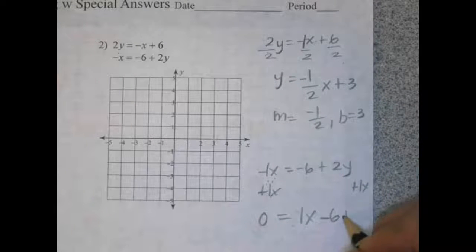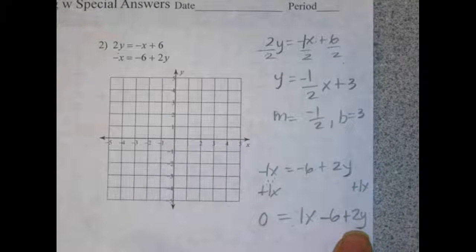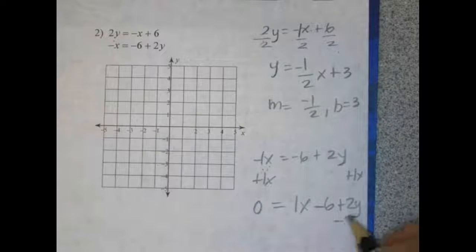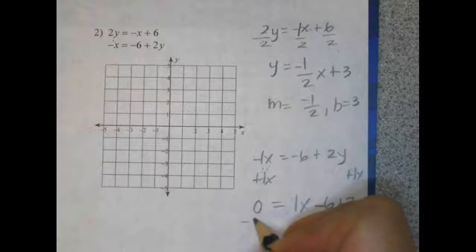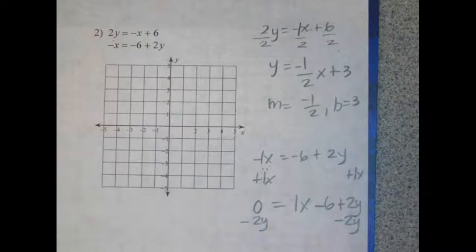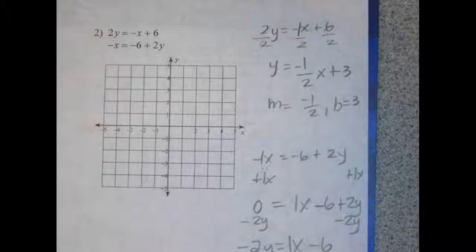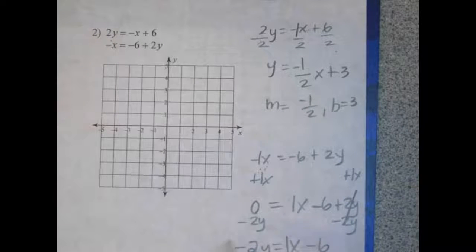Plus 2y. And the reason I want it in that order, because I'm going to move this y over here, but I want my x and my b, right? mx plus b. So now, how do I move my 2y? Not divide. I need to move it over here. So I want to do the opposite, right? So I'm going to add or subtract 2y from both sides. So as I bring down my equation, now I have negative 2y is equal to x minus 6, or 1x minus 6, right? Because this became 0 as I moved it to the other side of the scale.